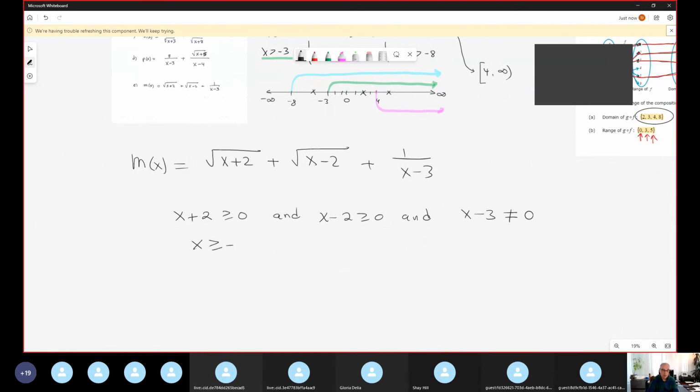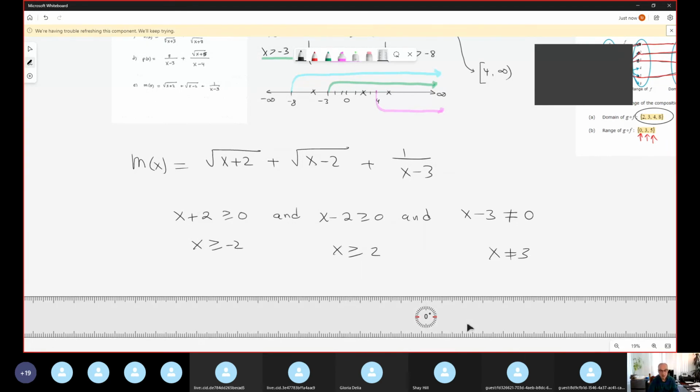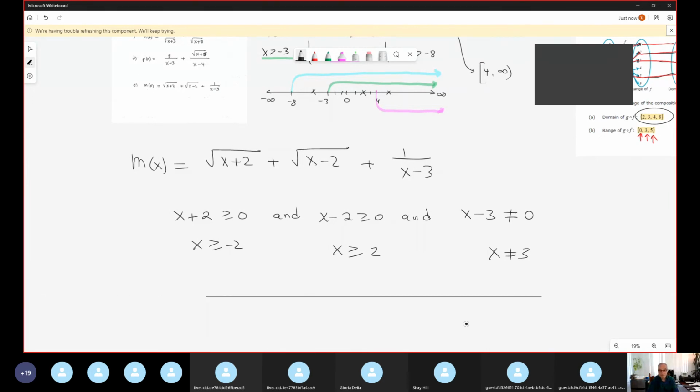Let's do it quickly. This is x greater than or equal to minus 2. This is x greater than or equal to positive 2. And this is x not equal to 3. Okay. And the number line looks like that. This is my famous real number line. Infinity positive, infinity negative. 0 in the middle. We have 1, 2, and 3. And negative 2, 1, 2, negative 2. And at 3 we have a hole, obviously. But in positive 2 and negative 2, we have that situation.